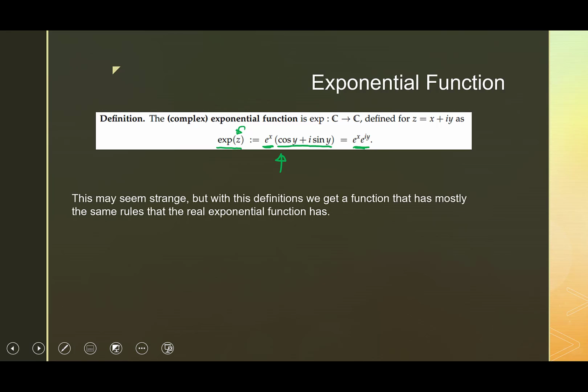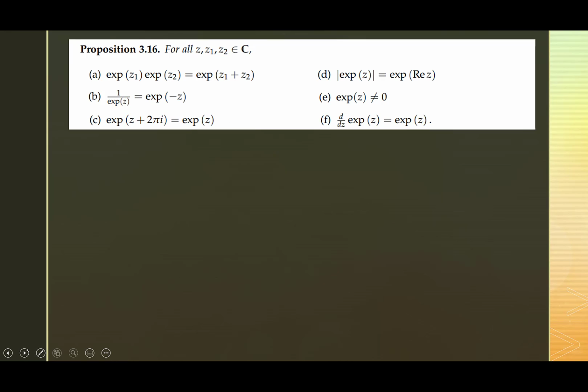Now again, this might seem a little bit strange, but the way we define this, one, if we restrict to real numbers, we still get e to the x, and two, we still do get a lot of nice properties. Although we do get a lot more properties, we do still get a lot of nice properties. First property: exp of z1 times exp of z2 is equal to exp of z1 plus z2. Exactly the same property that we just talked about earlier. B: 1 over exp of z is equal to exp of negative z. For instance, let's go back to real land. 1 over e to the x, remember, can be written as e to the negative x.